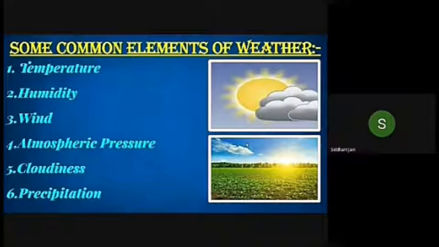Fourth, atmospheric pressure. Decrease in atmospheric pressure leads to decrease in oxygen and cloudy weather. Fifth, cloudiness. Cloudiness blocks the sun rays and leads to cold weather. Sixth, precipitation. Precipitation leads to snow, rain, and hailfall.